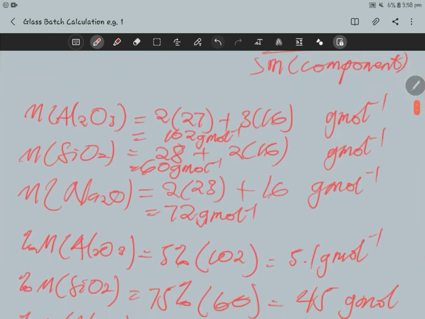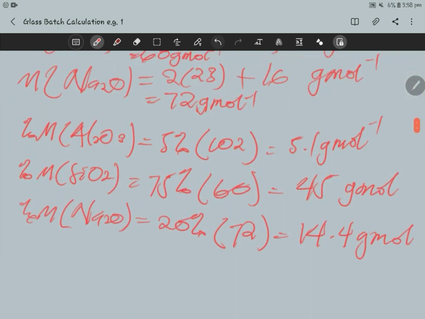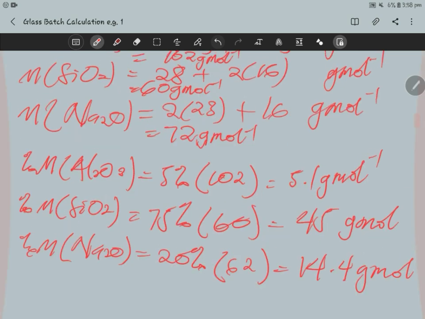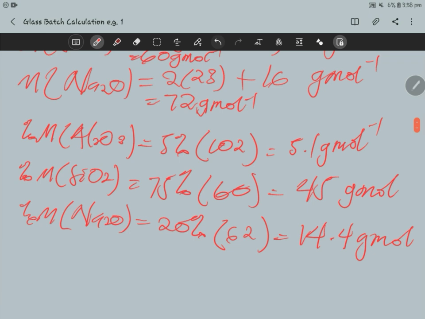Yes, of 62. Let's see if I am doing something wrong. This is 2 times 23 plus 16. That's 62. So there's 62 here. Yes, there's 62. So now that we have this 20% of 62, that's 12.4. So now we have this, meaning that the molecular mass of the glass will be the sum of all these.